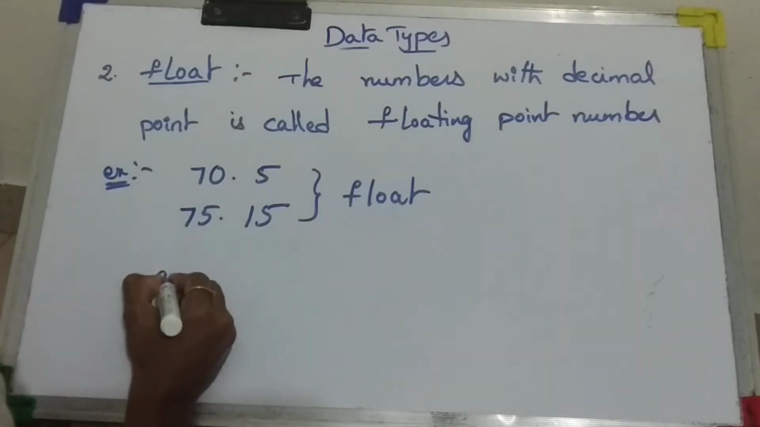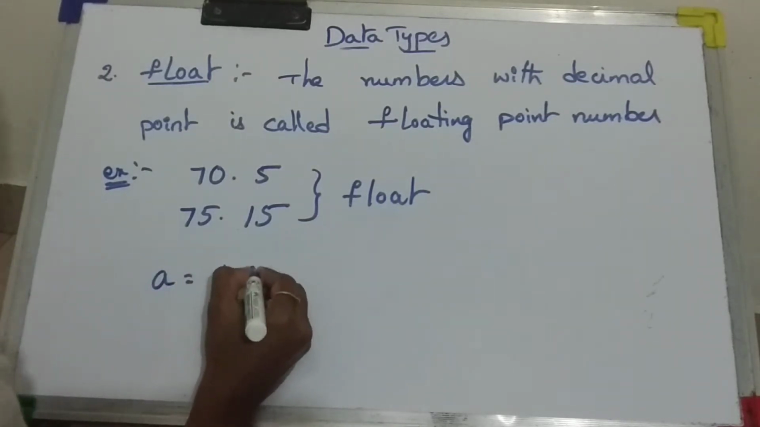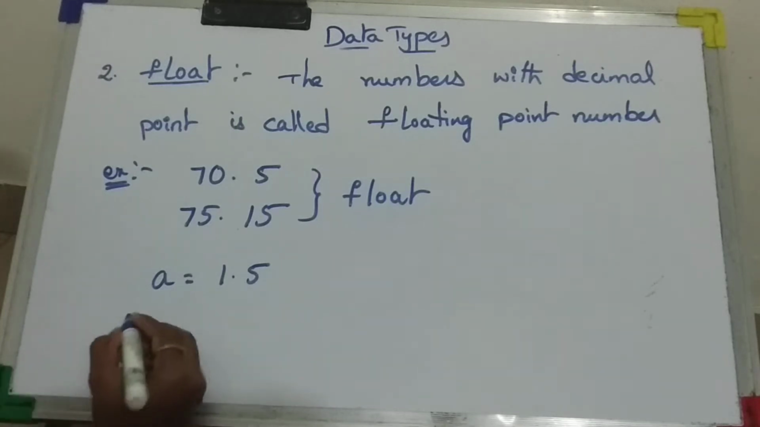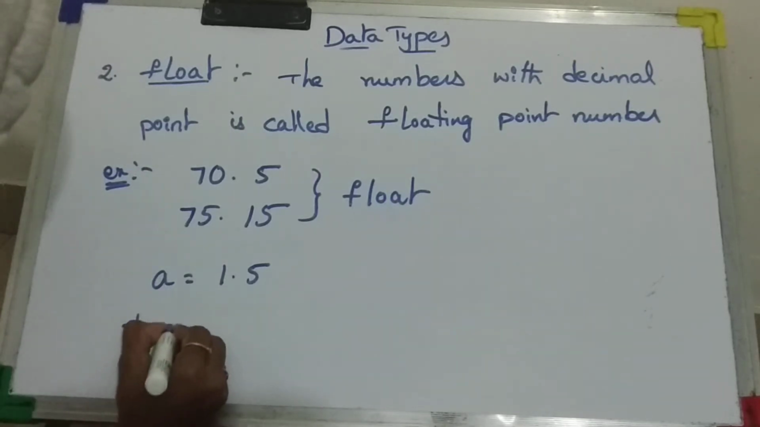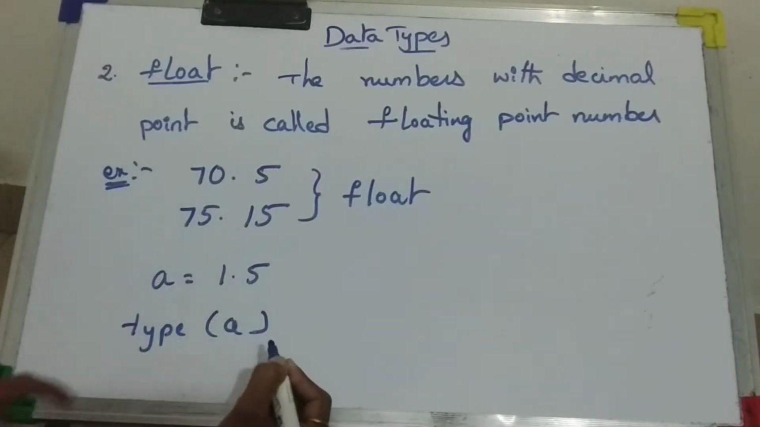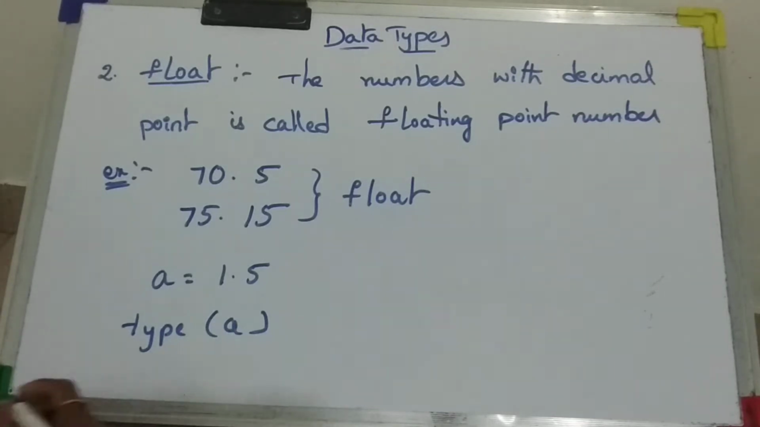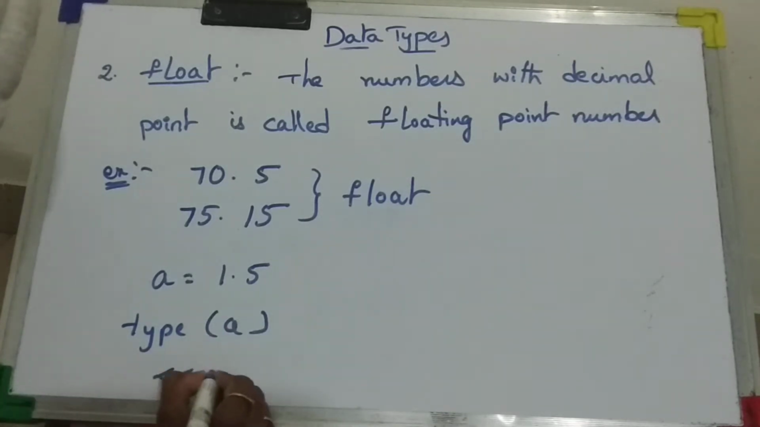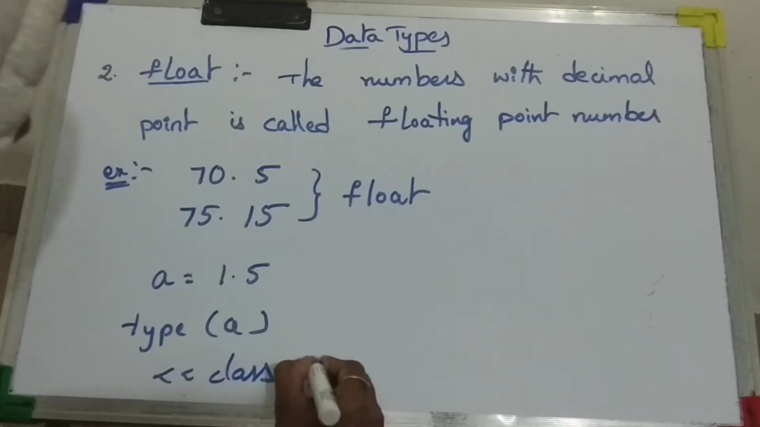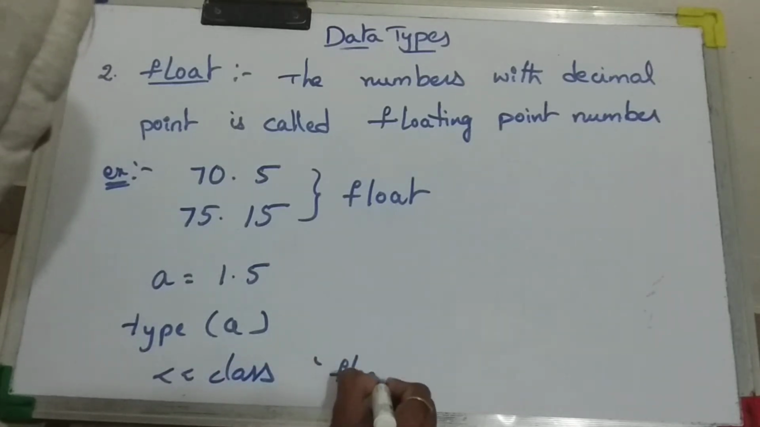For example, A is equal to 1.5. Now type of A. Type is an inbuilt function. Answer is class float.